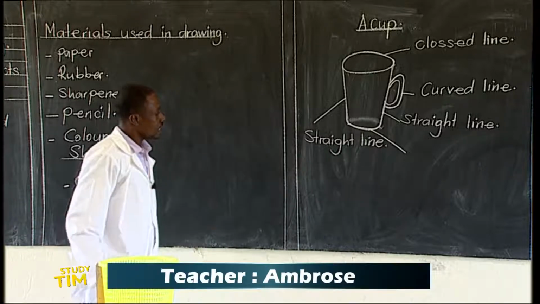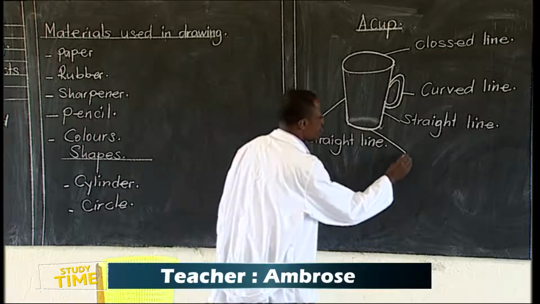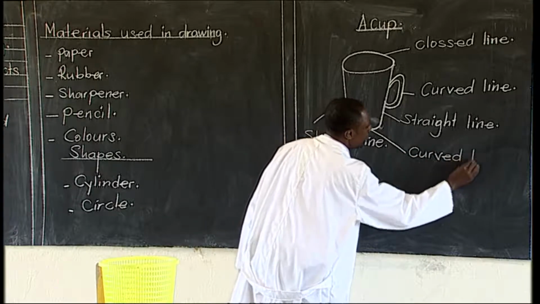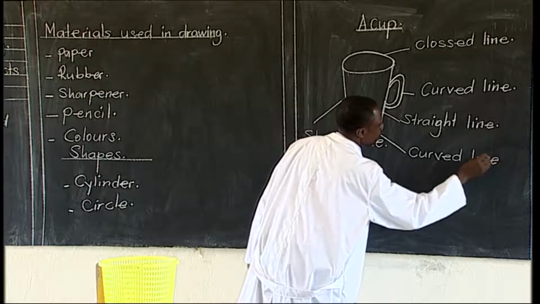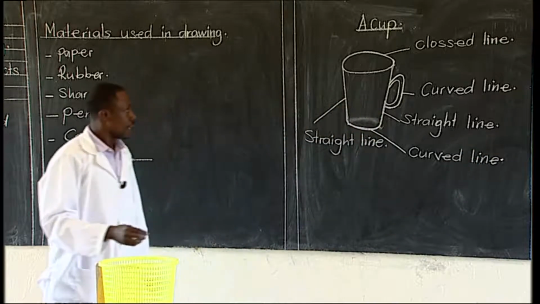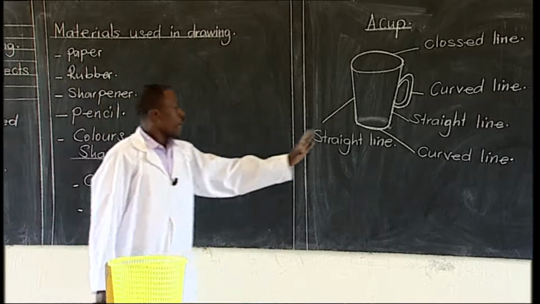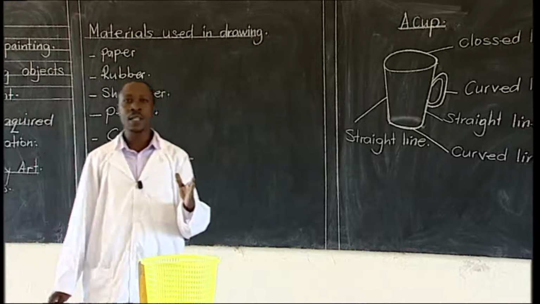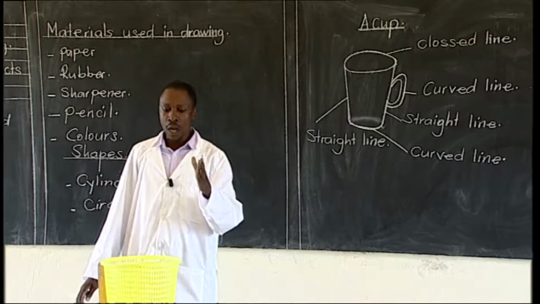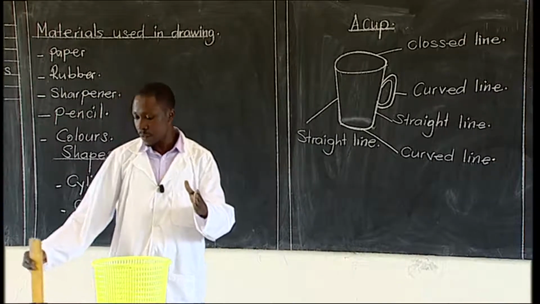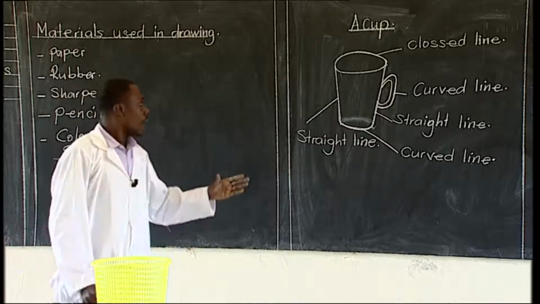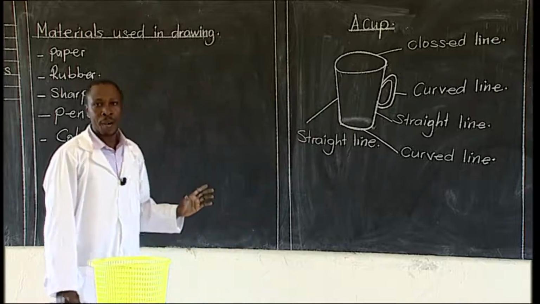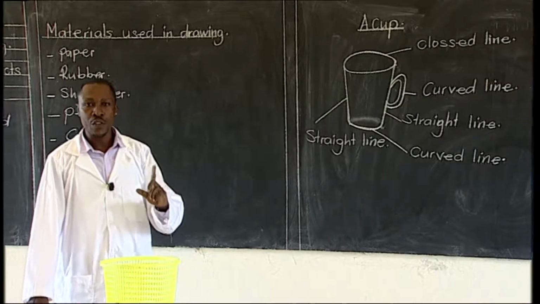Good. Excellent. She has given us that this one is also a curved line. Good children, I have liked you. Now, we are going to use our materials, the way we are seated on our desks, to draw a cup. We are going to go together, step by step.